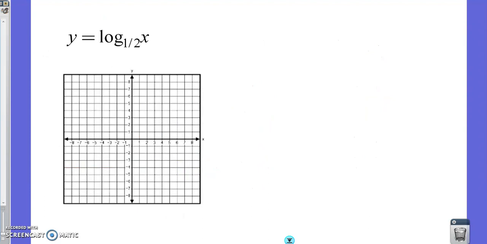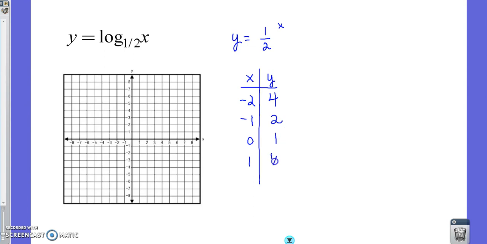You can graph any logarithmic function by starting with its exponential. So this is a base of 1/2. I am going to do a t-chart of y equals 1/2 to the x power. I'm going to do -2, -1, 0, and 1. 1/2 to the -2 is 4. 1/2 to the -1 is 2. And you can see my other values in here. So -2, 4; -1, 2; 0, 1; and 1, 1/2. This is an exponential decay graph. Again, it's coming down and it's hugging the x-axis. So this is 1/2 to the x power.